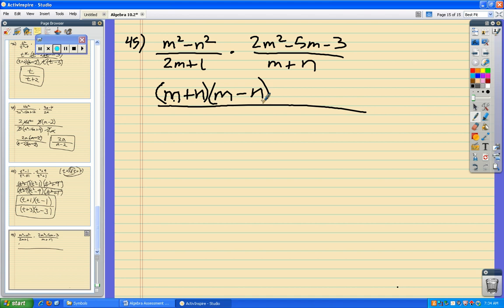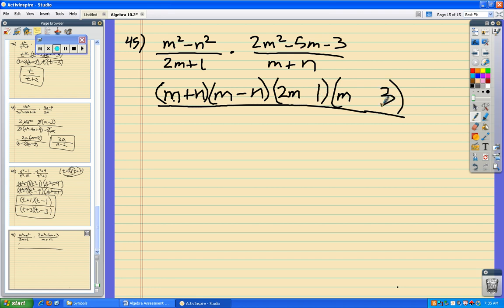Let's see. This 2m squared minus 5m minus 3 has nothing in common, but yes, it can be factored. First terms have to multiply to 2m squared, so 2m and m. That's fine. We need a negative 3 at the end for the last terms. There's only two ways to do it: either 1 and 3 or 3 and 1. Keep in mind, you need a negative 5m in the middle. Should I put a 1 here or a 3 here? 1? So this is going to be the 3 then.